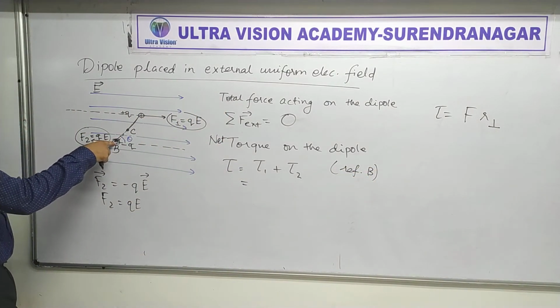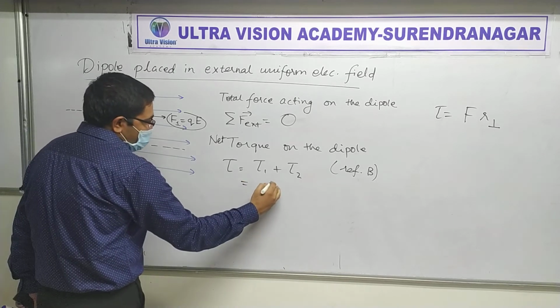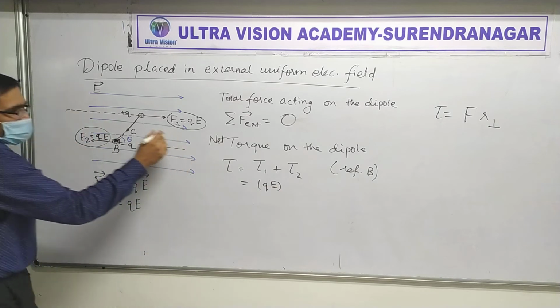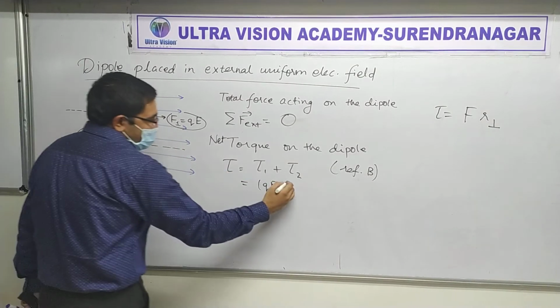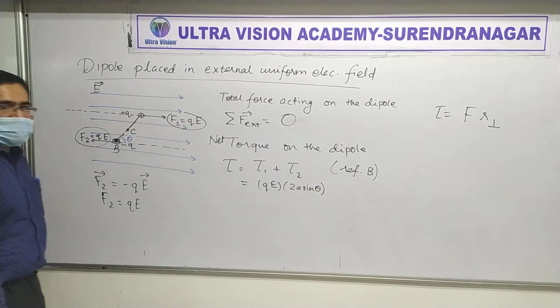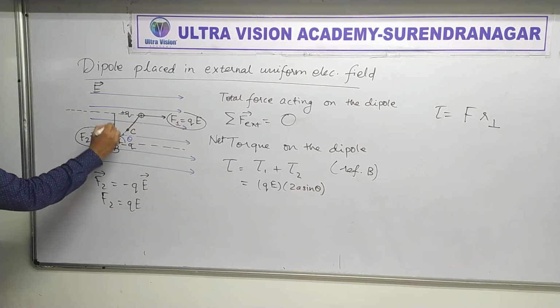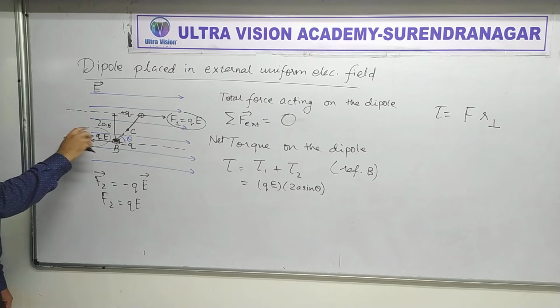If you take reference here, what's the torque of the first force? Q into E multiplied by perpendicular distance between this and this. So just like we found it earlier, 2a sin theta. Yes or no? We have already said what the distance is. This distance is 2a sin theta. Got it? Sure? Okay. Fine.